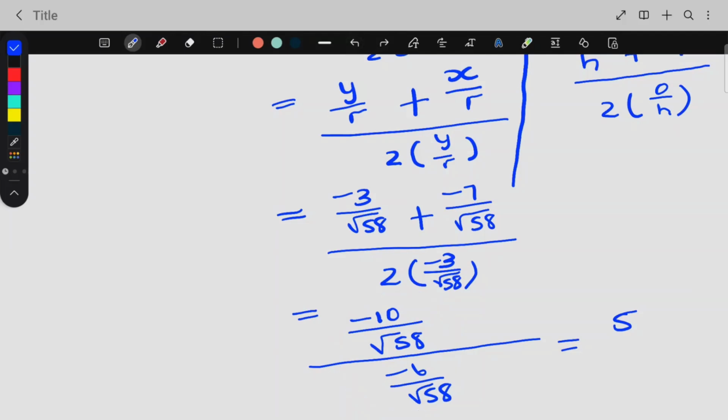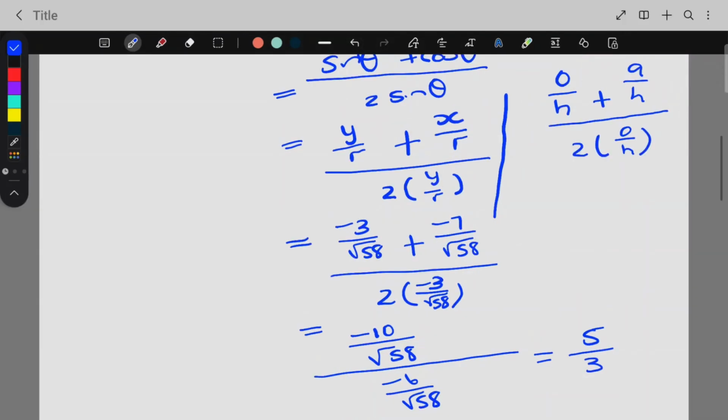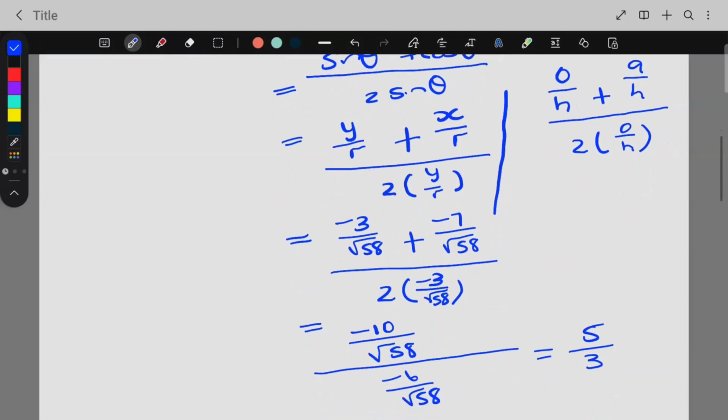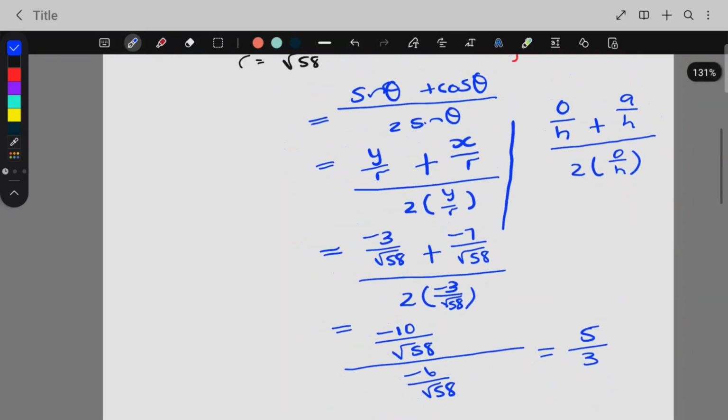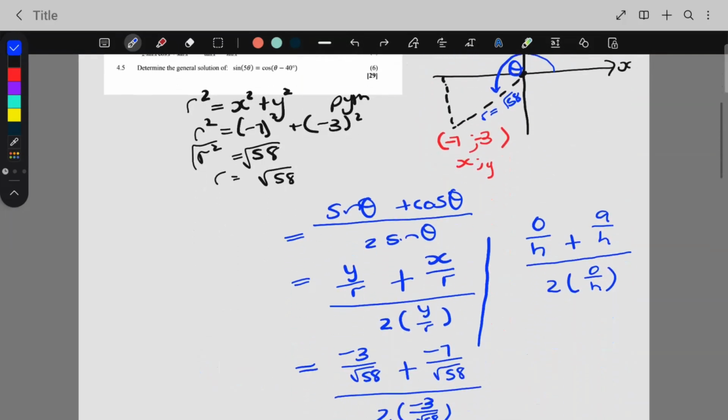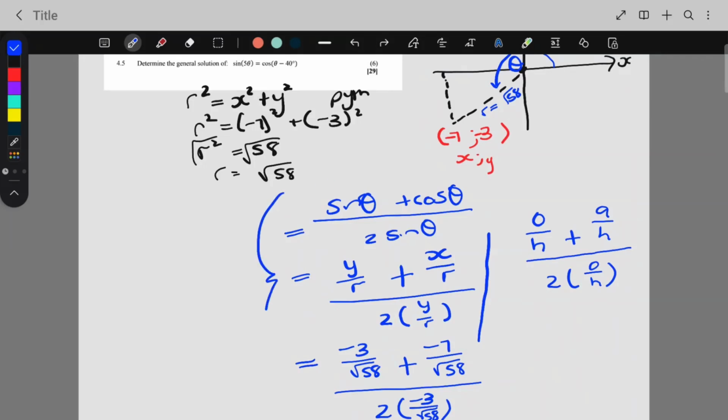Don't write the answer as a decimal. Write your answers as roots or fractions or whole numbers. But just don't write your answers as a decimal. And so that's how you answer that question. So step number 1 was to choose the quadrant. Step number 2 was to work out the missing side. And step number 3 was to actually answer the question over here.